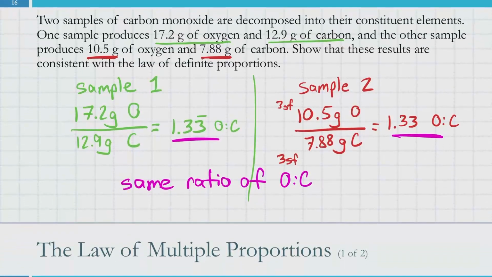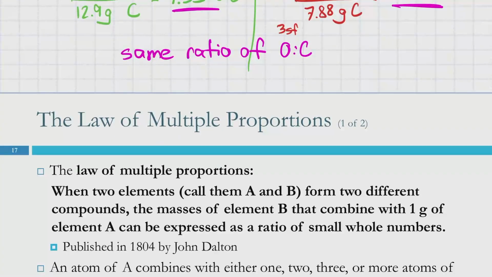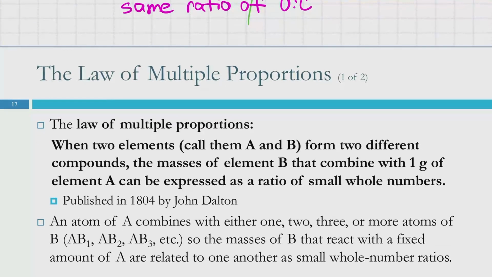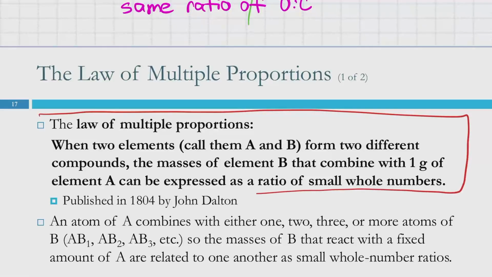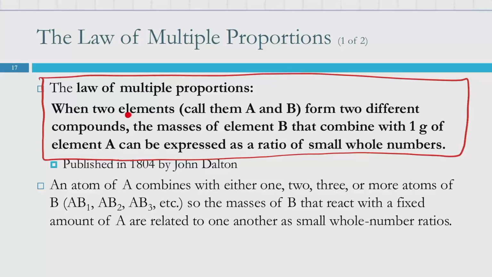We also have the law of multiple proportions. For our law of multiple proportions, box this in red. This one was published by John Dalton. We'll see his name show up again. The law of multiple proportions says that when 2 elements form 2 different compounds, so you've got 2 elements, you make one compound out of them, but you can also make a different compound out of them.